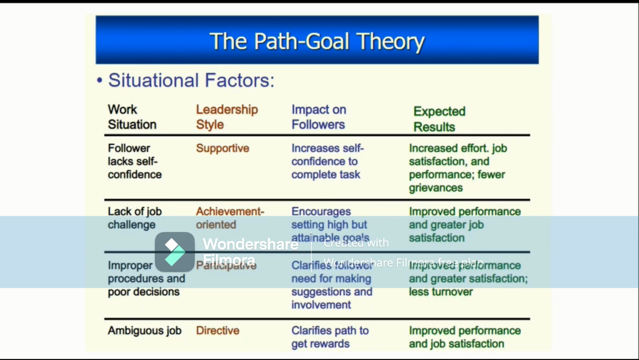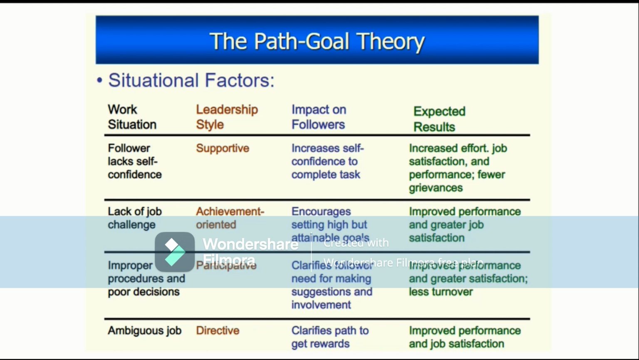The path-goal theory. Basically, it is the path to goal theory. The situational factors are like this: if in the work situation followers lack self-confidence and the leadership style is supportive, it will increase followers' self-confidence to complete tasks, and the expected results will be increased effort, job satisfaction, performance, and fewer grievances. If the work situation lacks job challenge, the leadership style will be achievement oriented, and the impact on followers will be to encourage setting high but attainable goals, whereas the expected results will be improved performance and greater job satisfaction.